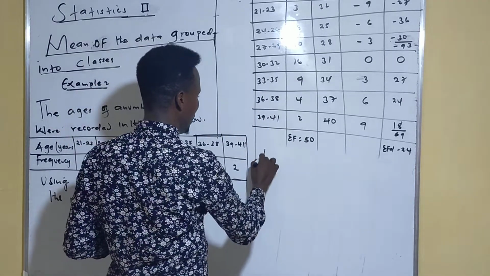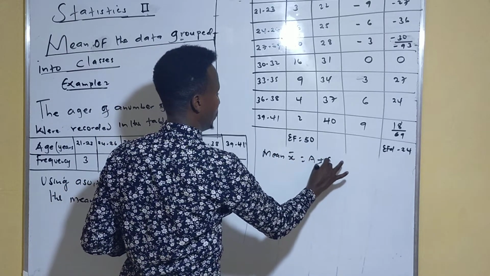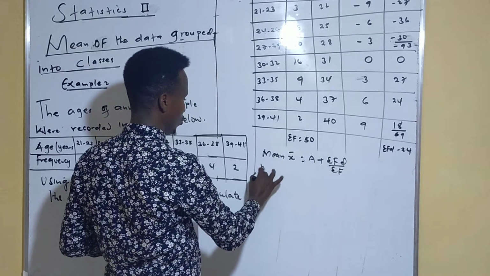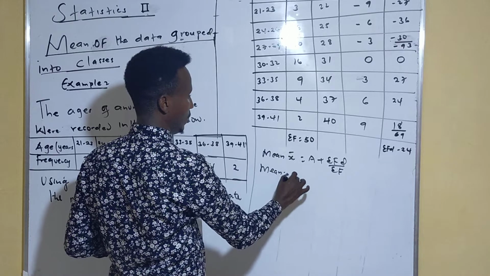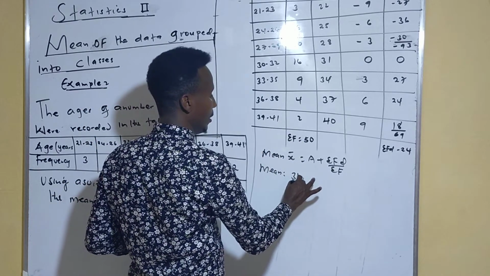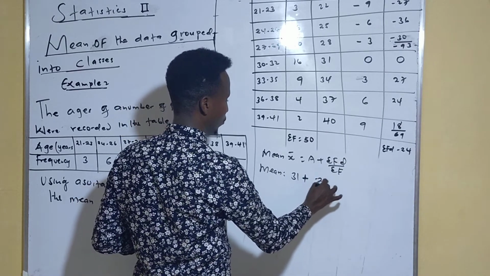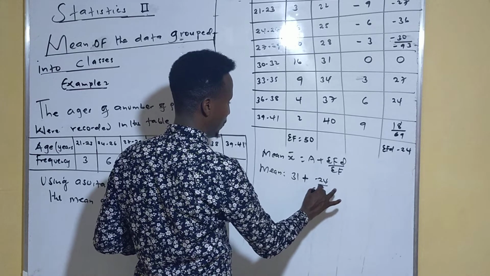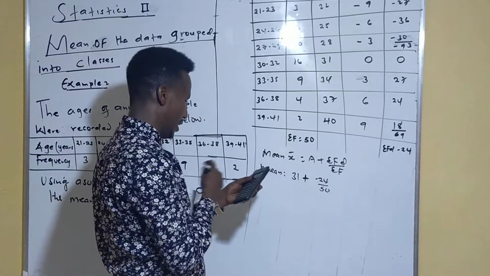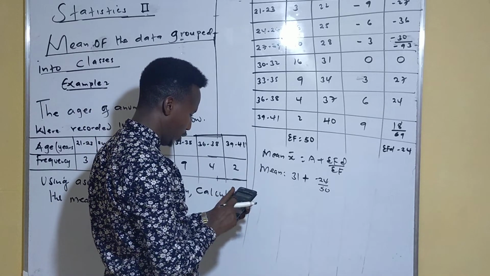So I know that mean, which is written as this, is assumed mean plus sum of fd divided by sum of f. So mean therefore is equal to, remember our assumed mean was what? That one plus, then we have negative 24 divided by 50. Remember, when you have plus and minus, it will be minus. Negative 24 divided by 50 is what?